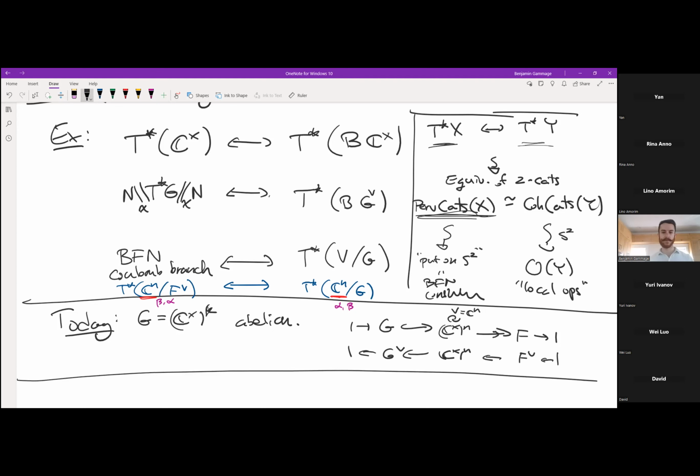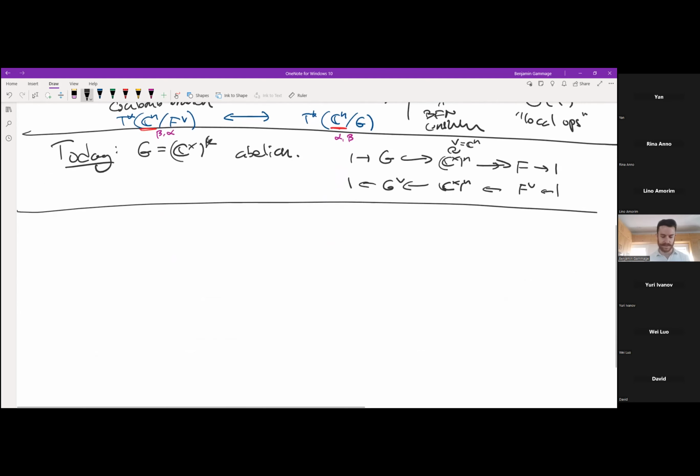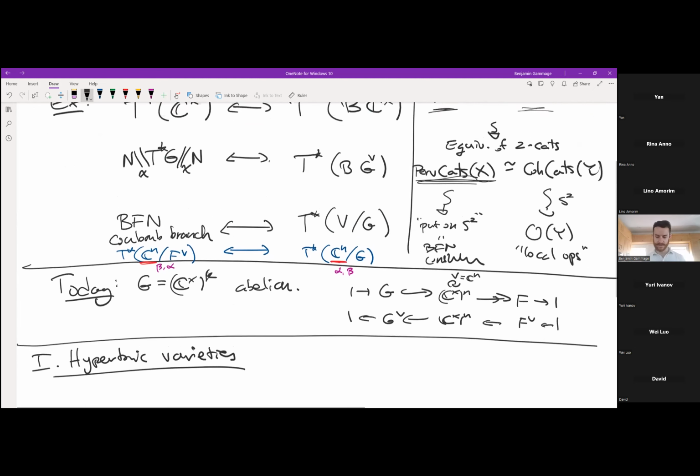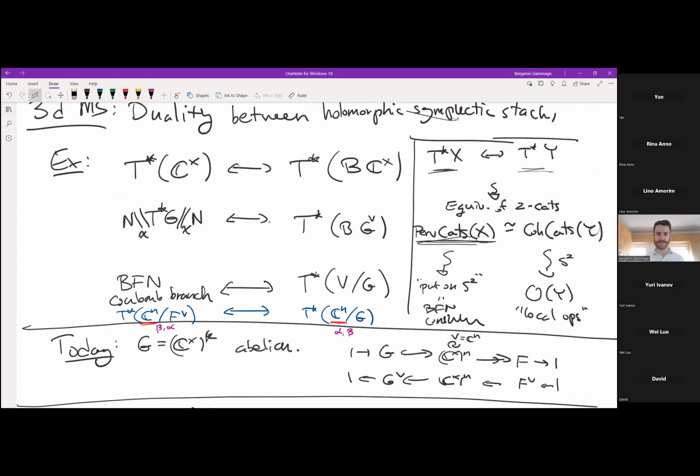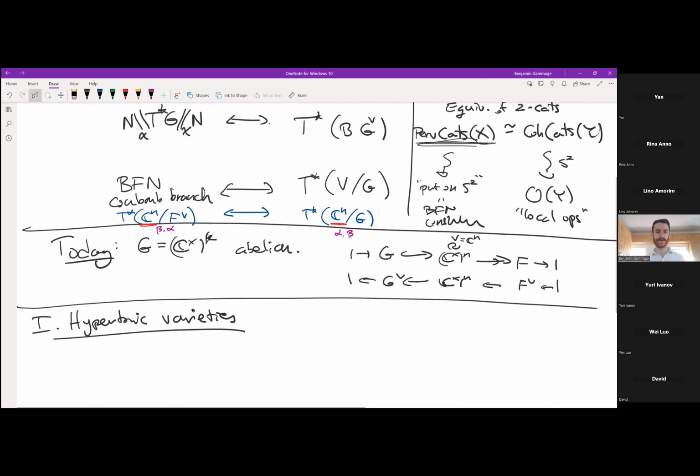Now in the first part of the talk, I'd like to explain more about this situation. In other words, the first part of the talk is going to be about the geometry of hypertoric varieties. I mentioned some two categories here, but a large part of this talk I want to be not about any of this fancy two category stuff, but just about geometry.